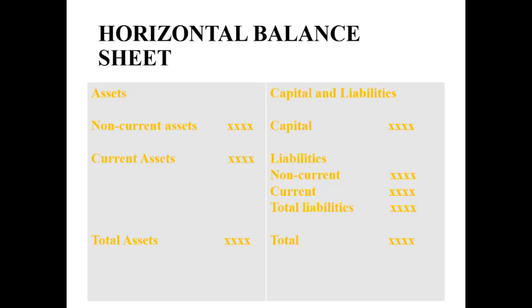Just to have a look at what the balance sheet looks like. This is a horizontal balance sheet. The assets on the left hand side, as you can see, will be made up of non-current assets and current assets. The total of that will be your total assets. And on the right hand side, you have capital and liabilities. Capital on top, and then the liabilities, the two categories of liabilities, non-current and current liabilities, and that gives you total liabilities. So the capital plus the total liabilities will give you a total, and this total must agree to the total on the left hand side of this equation.